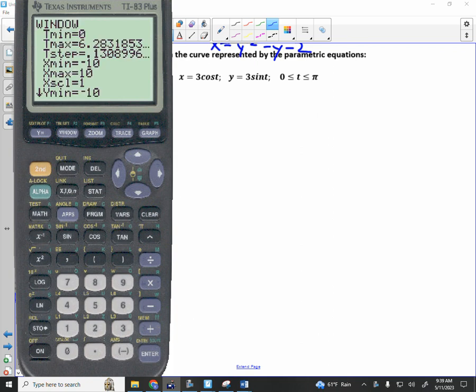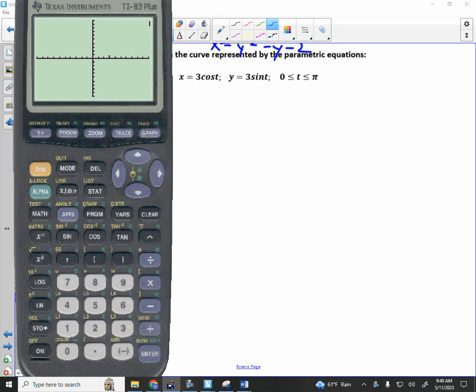The time is from 0 to, notice how it defaults to 6.28. What is 6.28? 2 pi. So if we go to pi, what do you think it's going to do to the curve? Just show half of it. As you can see, it produces a semicircle.